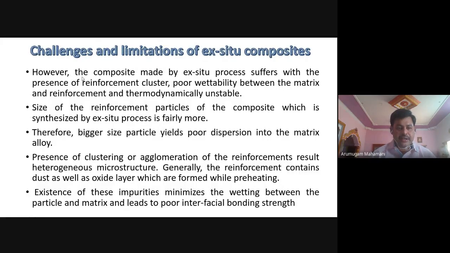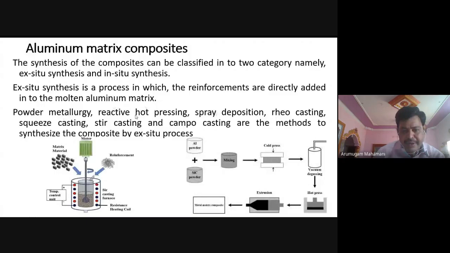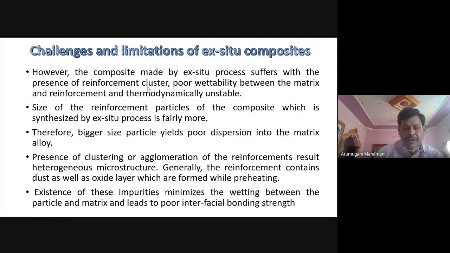This composite material extrusion process suffers from the presence of reinforcement clusters, poor wettability between the matrix and reinforcement, and being thermodynamically unstable. So these are all the challenges of the composites made using the extrusion processes I listed. So this is the main problem: reinforcement cluster formation and poor wettability.